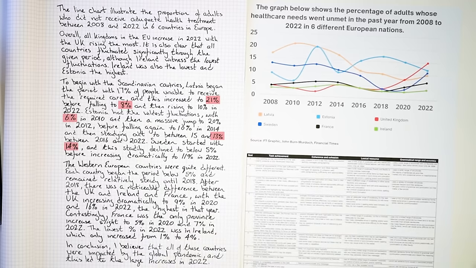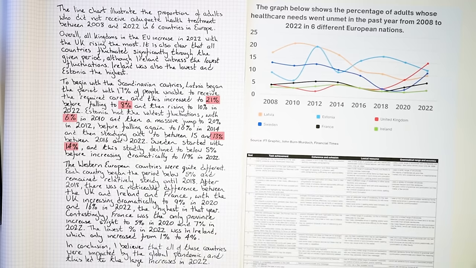Now you'll see that in the band 6 report, they then go on to say, and then steadying out to between 15 and 13% between 2016 and 2022. Now, this student has chosen not to continue on because they don't think that the rest of that data is significant or key. The key thing was to describe the biggest fluctuations. They've done that. You do not have time, nor are you required to write about every single little point. So we're going to finish with Estonia, continue on with the detail for Sweden.